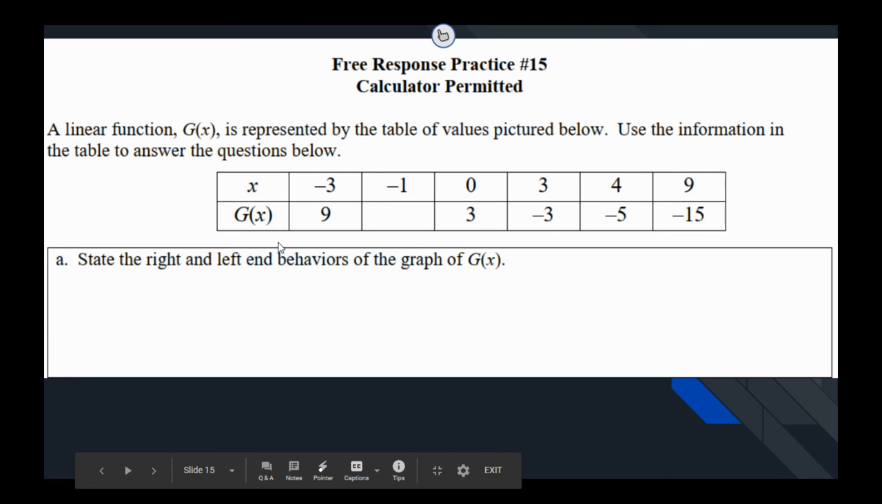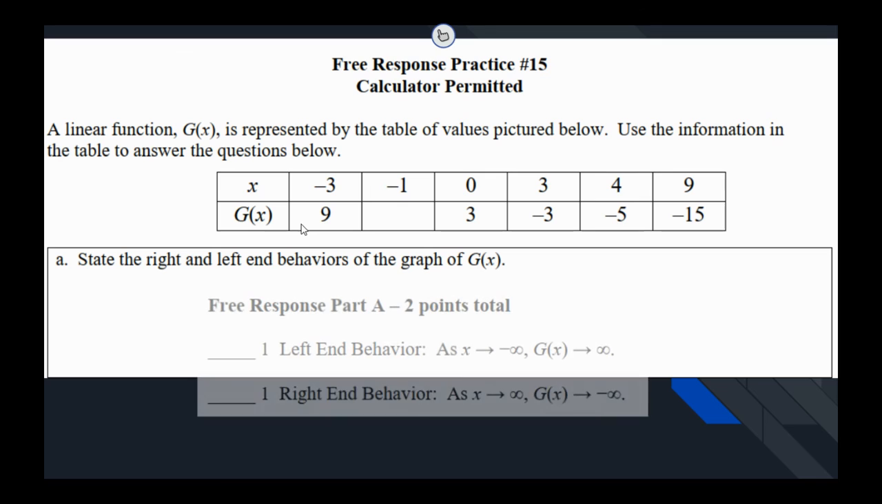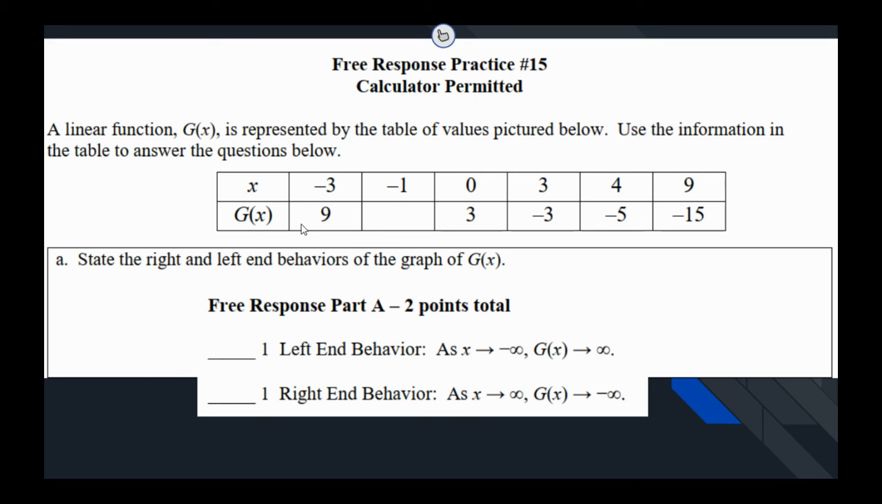Now let's go over it. So linear function g of x is represented by the table of values pictured below. Use the information in the table to answer the questions. So we're going to state the left and right end behaviors of the graph of g of x. So this part was 2 points. You get a point for the left side: as x approaches negative infinity, g of x approaches positive infinity. And another point for the right end behavior: as x approaches infinity, g of x approaches negative infinity.